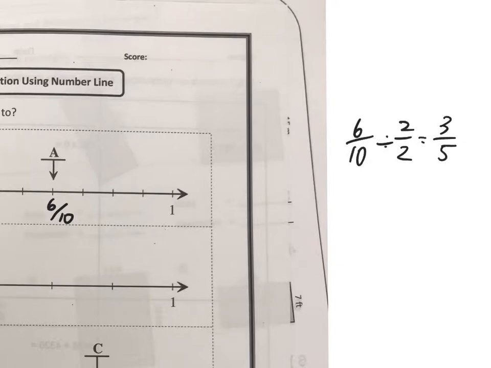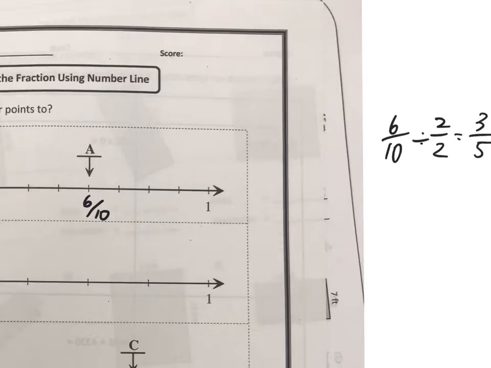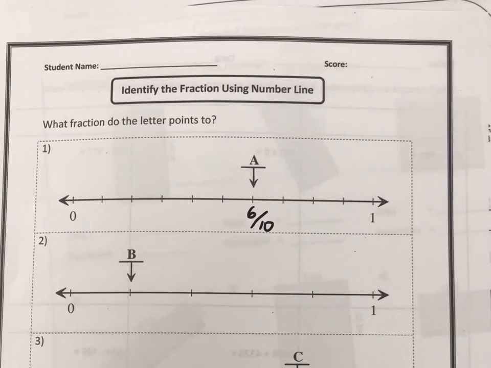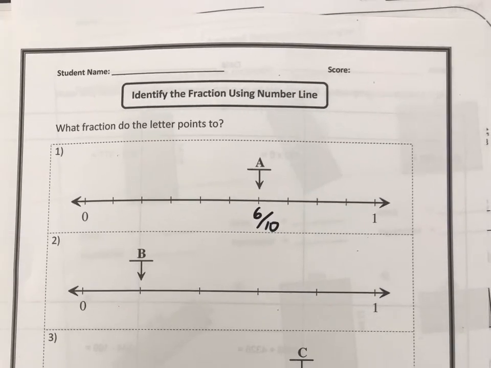And let's just see what that looks like. What does 3/5 look like? Well, we divided by 2, right? So let's cut all these into 2. 1, 2, 3, 4, and the 5th one's there. So this is also the same as 3/5. You can see it's the 3rd, 1, 2, 5th, 4, 5.